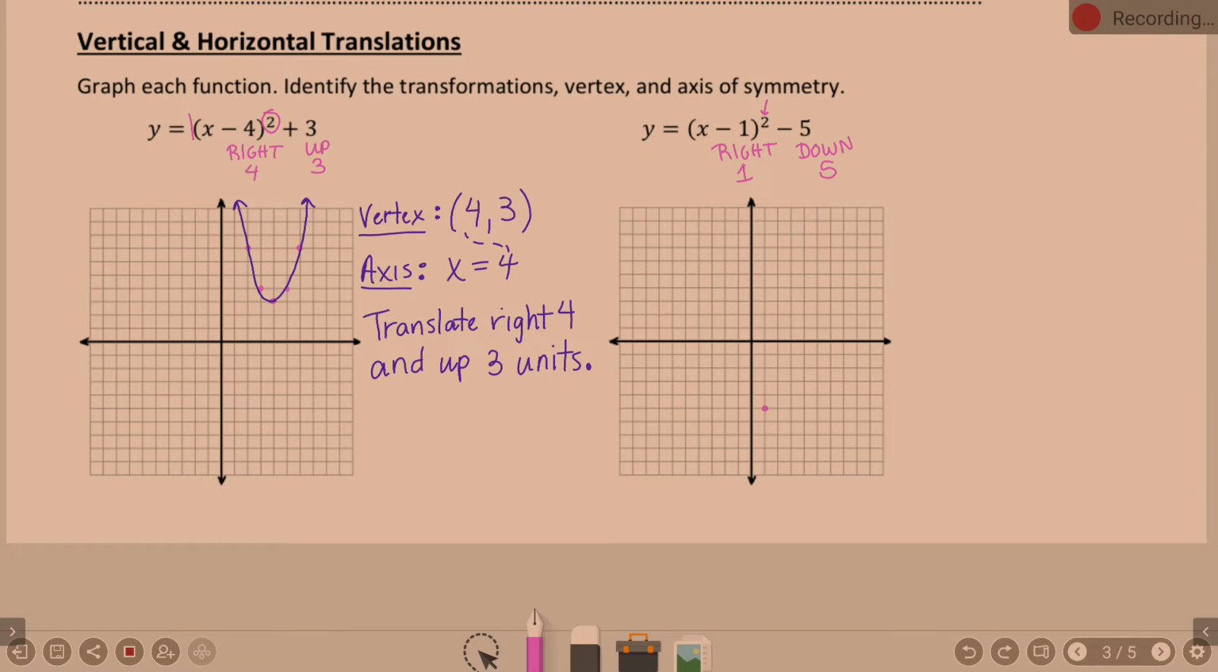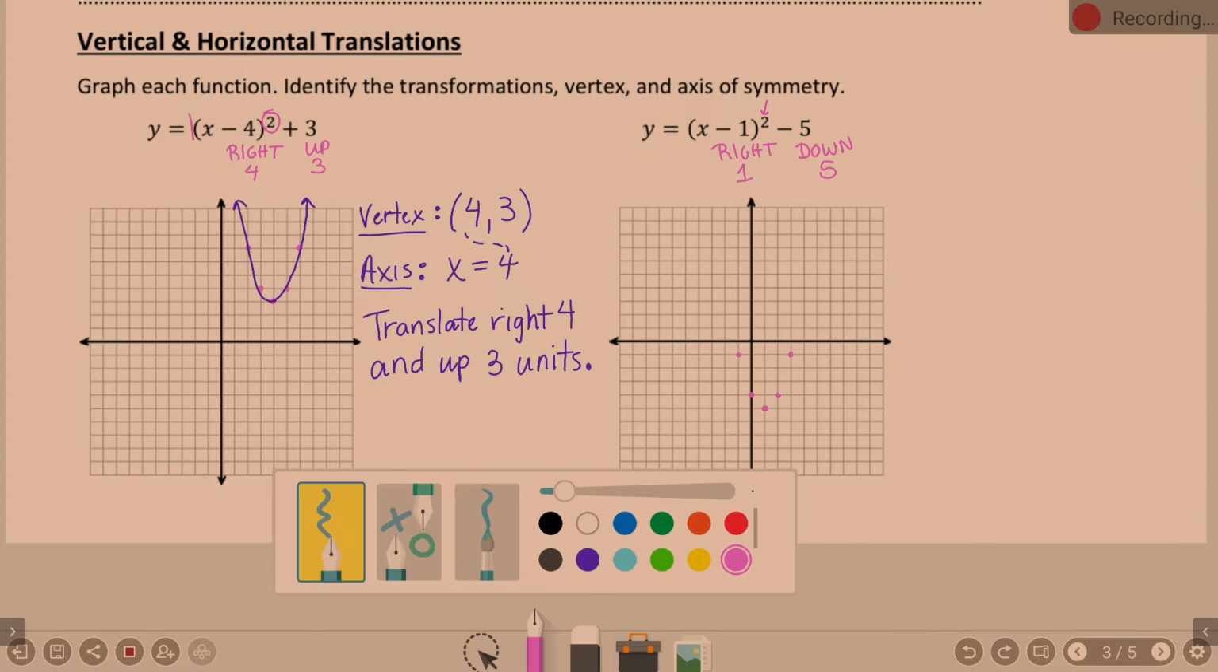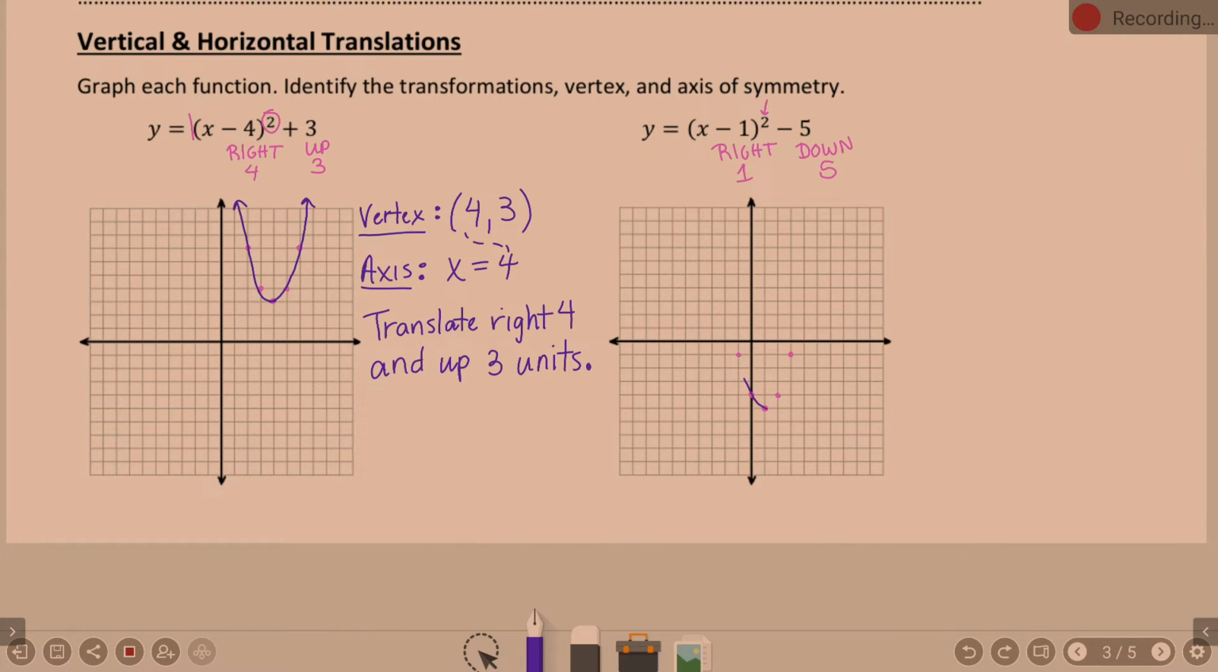So first set of points, over 1, up 1 in both directions. Second set of points, over 2, up 4, over 2 and up 4 in both directions. And as I've said several times today, attempt to make it a U shape. I'll be the first to agree, easier said than done sometimes. Savas will make it very easy.